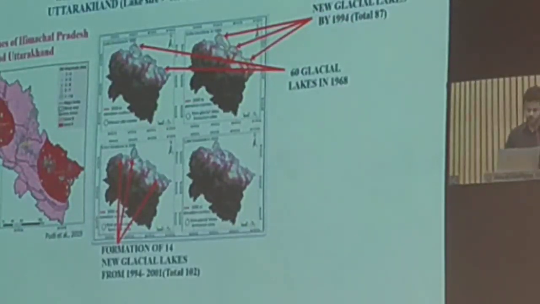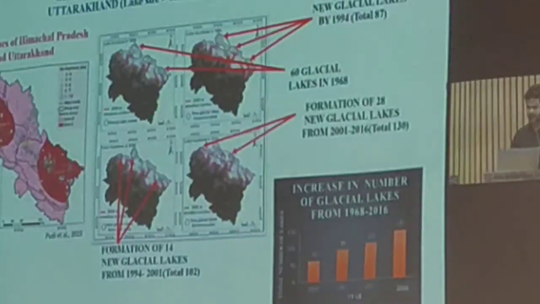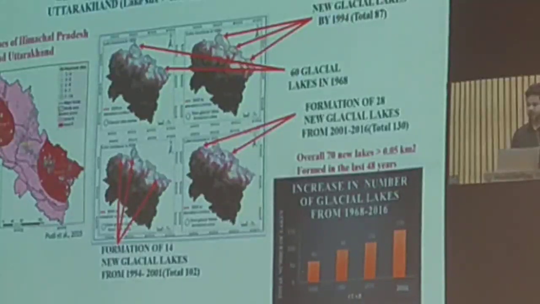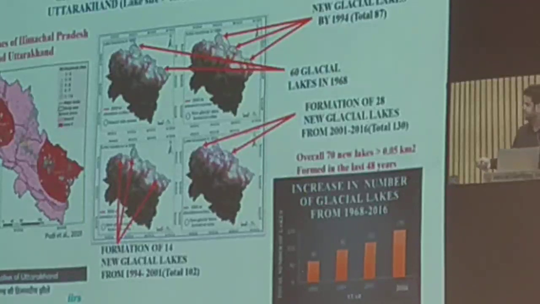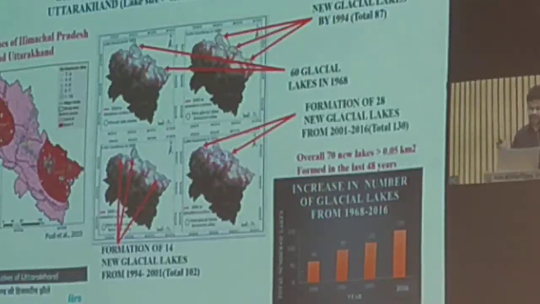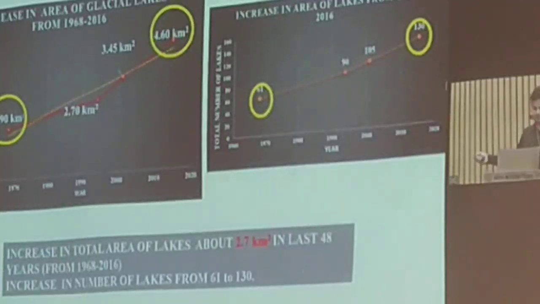By 2020 we have 102 lakes, and then by 2016 we have 130. So we have matched our estimates with the inventory published by ISRO, and we have similar results. So looking into the numbers, they have gone from 61 to 130, but in terms of area it has gone up from 1.9 square kilometers to 4.6 square kilometers.